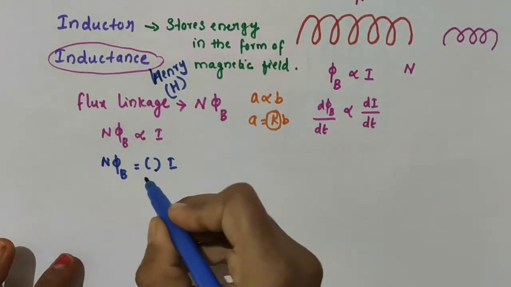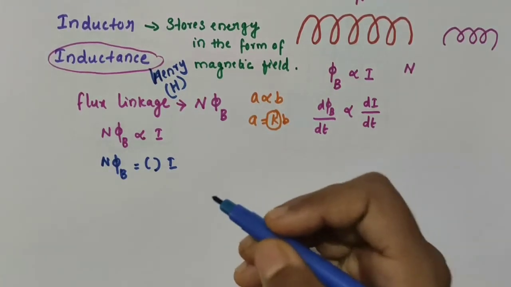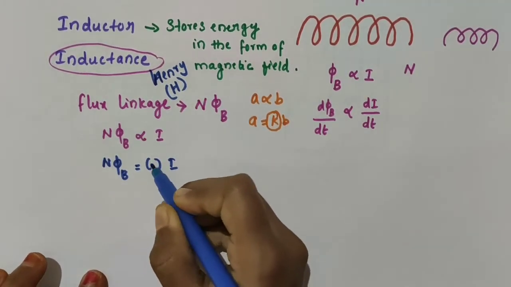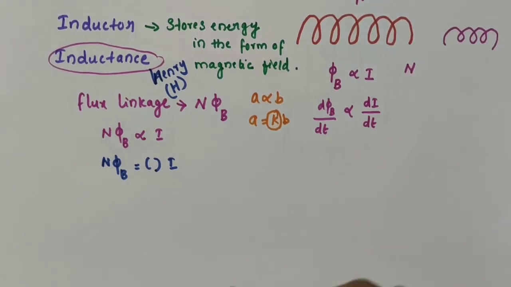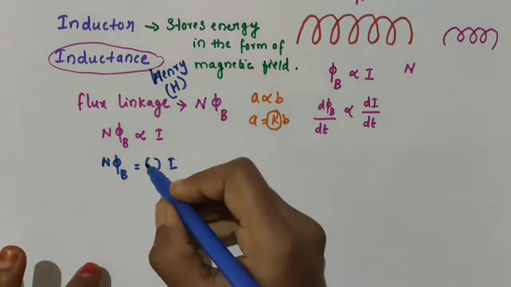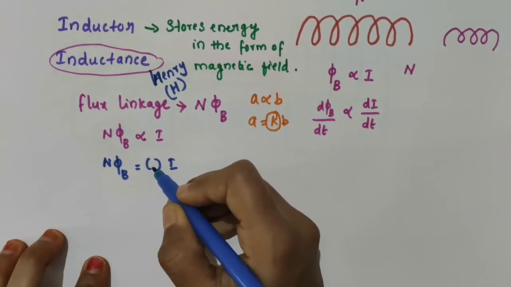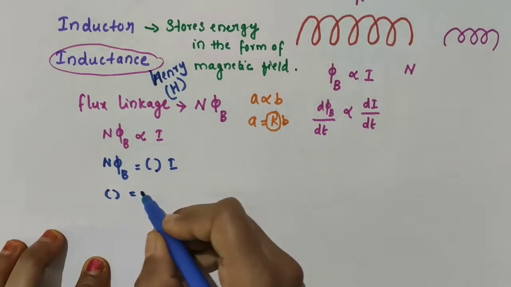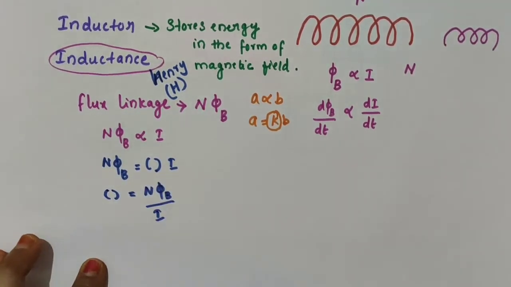Okay, now what will be the dimension of inductance? To get the dimension of inductance, we just want an equation. So, imagine this as the inductance, that constant of proportionality, which we will discuss in the next video while we are discussing mutual inductance and self-inductance. For now, just think we have a constant of proportionality, which is the inductance. So that inductance will be equal to N phi B divided by I, taking I to the denominator.